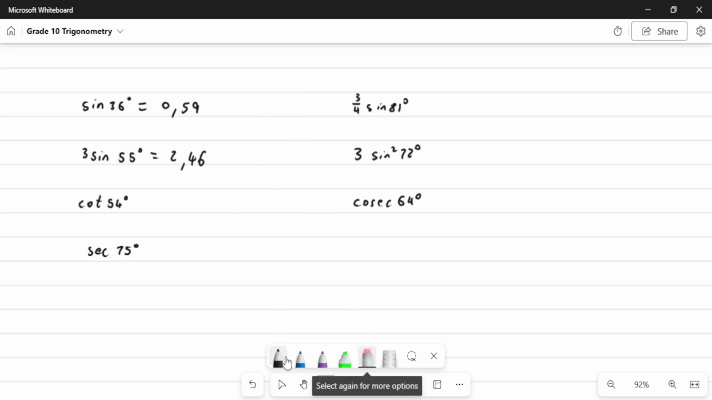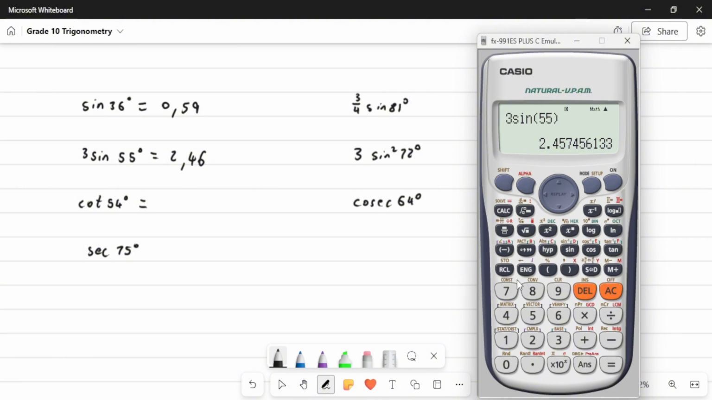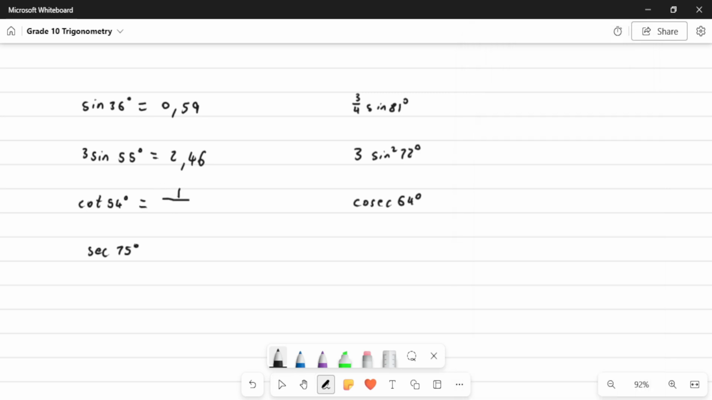So now we have 2,46 there. Cot of 54 degrees. If I look at my calculator, I don't see a cot function. But what do we know? We know that cot is the reciprocal of tan. So it's 1 over tan of 54 degrees. We don't have a function in the calculator that can do this.